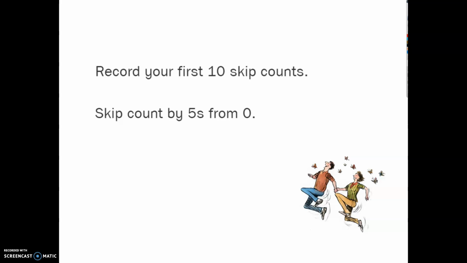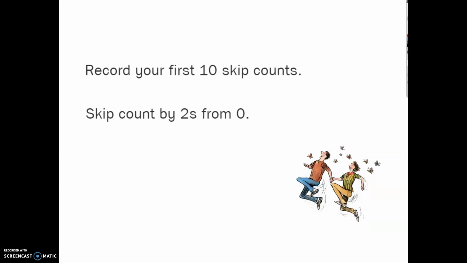All right, go ahead and erase those. We're going to do it one more time. And you're going to record your first 10 skip counts, and we're going to start at 2. So write down the skip counts that we say. 2, 4, 6, 8, 10, 12, 14, 16, 18, 20. Nice job. Go ahead and erase and just put that to the side of your workspace.